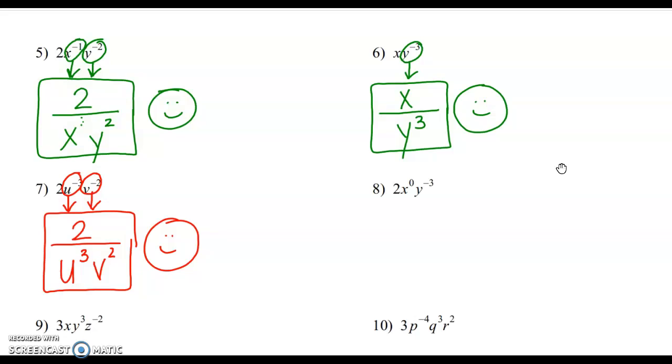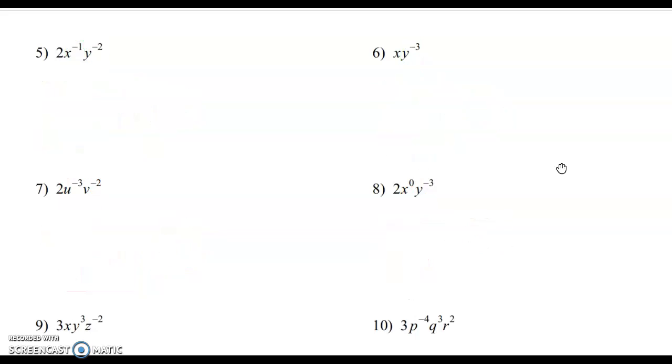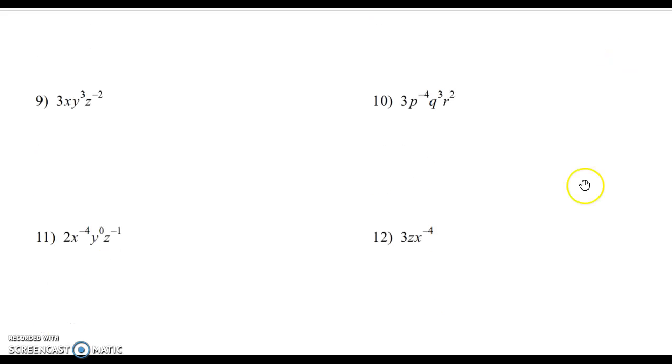Number 8, 2x to the 0, y to the negative 3. Well, x to the 0 is 1. Multiplying by 1 doesn't do anything. I'd move my negative exponents. So I have 2 over y to the positive 3. So anything to the power of 0 is 1. So it's not doing anything. And to get rid of the negative exponent, you make it positive by moving it to the other side.